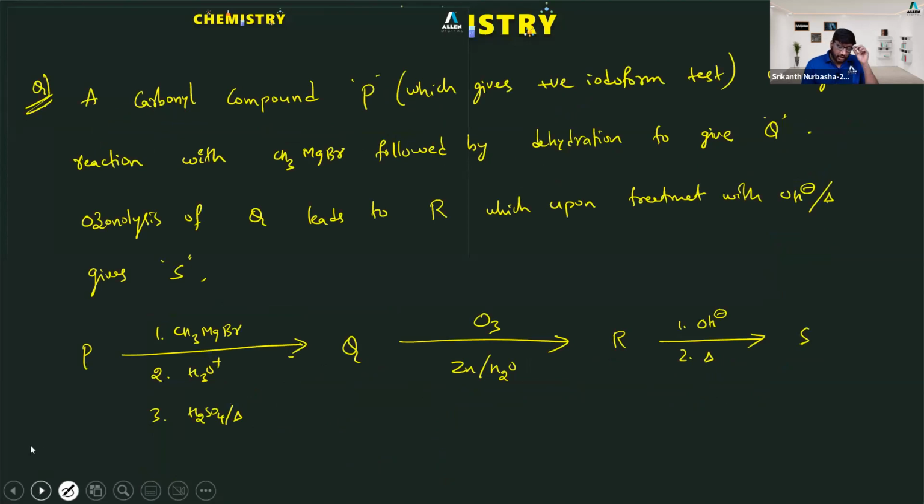So try to solve this question. A carbonyl compound P, look at this, you don't need to write all this, just this reaction sequence. P treated with CH3MgBr, H3O plus, acidic hydrolysis, then H2SO4 upon heating generates Q. O3 in the presence of Zn/H2O, reductive ozonolysis, generates R. R, OH minus upon heating generates S. P to Q, Q to R, R to S. Try to think of this particular question, all of you.